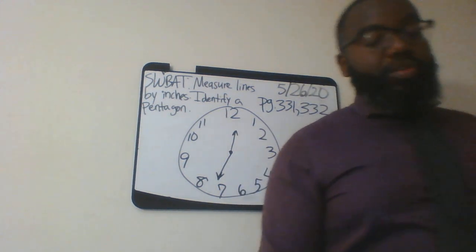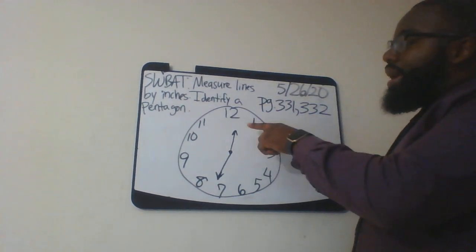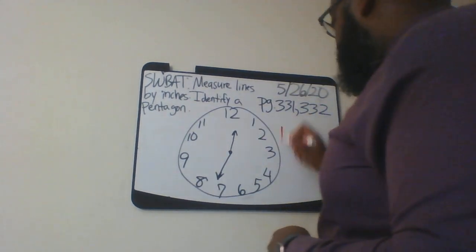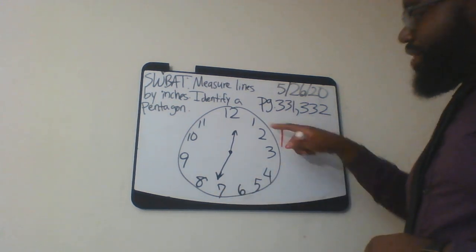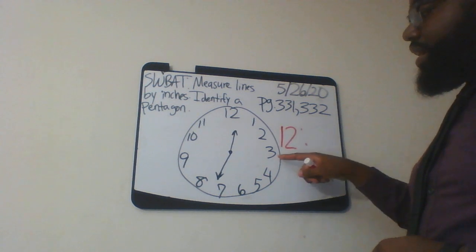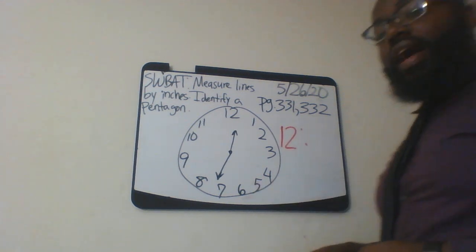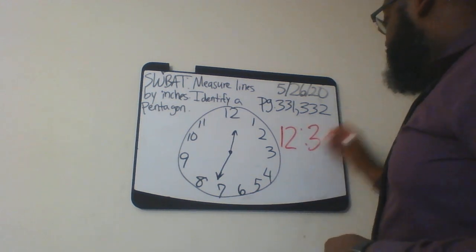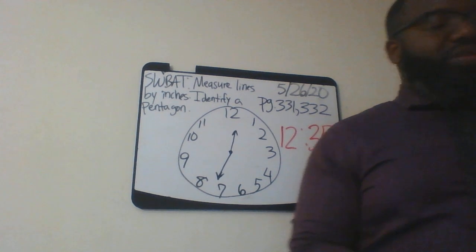Now let's focus on number two. Number two asks us, what time is it? Notice the hour hand is pointing to 12, and the minute hand is pointing at the 7. So let's count: 5, 10, 15, 20, 25, 30, 35. So that time is 12:35.